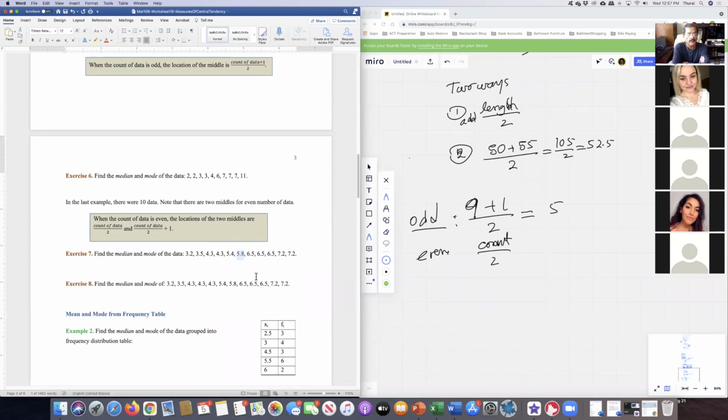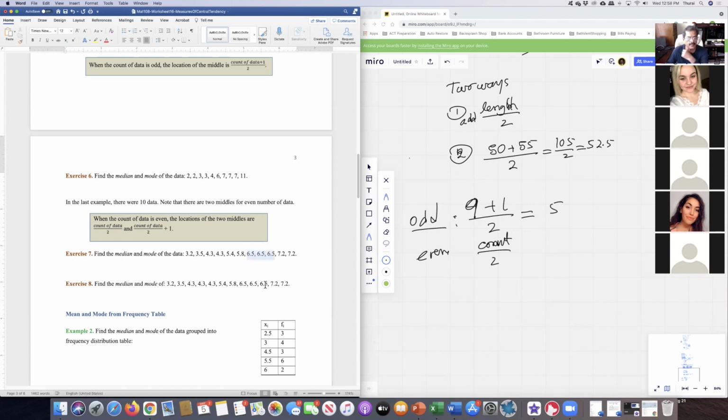Okay, everybody see that? The 5.8 is the middle, and if you cannot locate it, you can count the entire data. There are 3, 6, 9, 11 data there, so there will be one median. You divide 11 plus 1 over 2, that's 6. So the sixth element is the median. So that's 5.8.